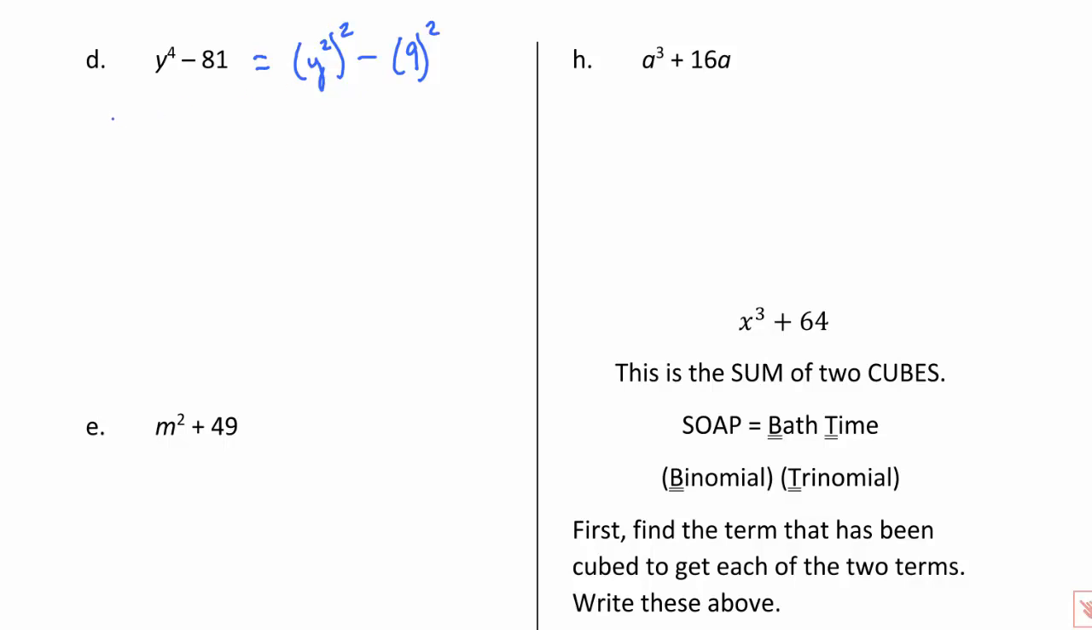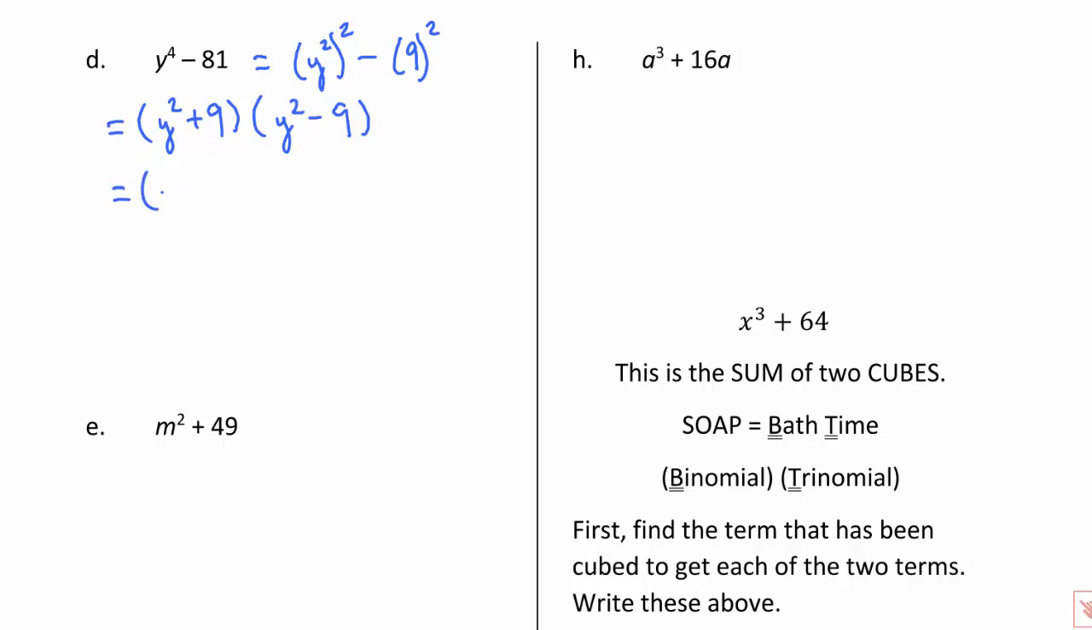Okay, so the factorization here, two sets of parentheses. The first term, square root of y to the fourth, is y squared. Square root of 81, 9. A minus means one's plus, one's minus. Here's the thing though, we're not done. Y squared plus 9 is actually a sum of two squares. This is part of the reason why I put the addition first, because the sum of two squares cannot be factored, but a difference of two squares can be.